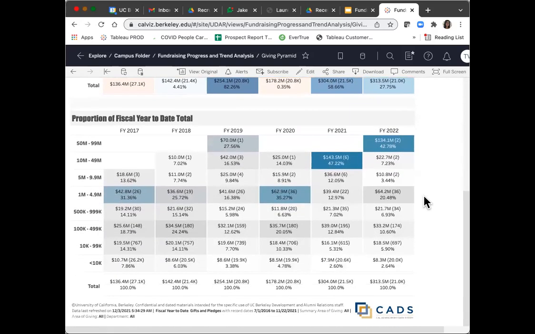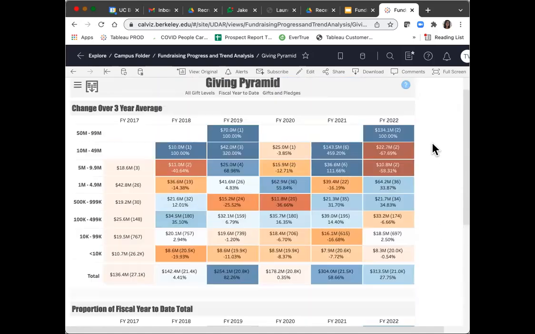And here is just a proportional breakdown of, at these giving levels, how many people are giving and how much is it, and what does it represent? Because we talk about a campaign pyramid, and usually fewer people give much bigger principal gifts, right? And then the base has more donors, but they make up much smaller gifts. So you can see it represented here pretty clearly that most of our totals are made by the bigger gifts.